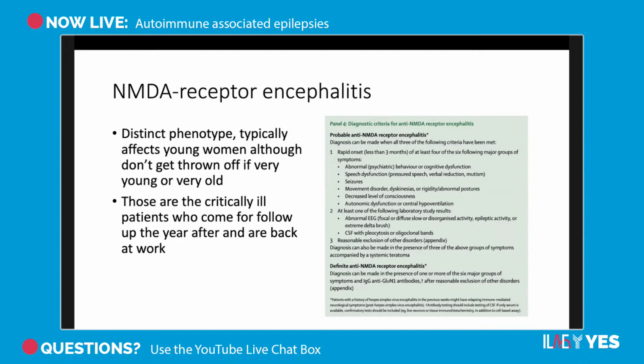The important thing here is that these patients are critically ill, but they do very well if they're aggressively treated with immunotherapy. And those are the patients who show up in your clinic a year later and are doing very well or often back at work. So these are patients that are worth identifying.